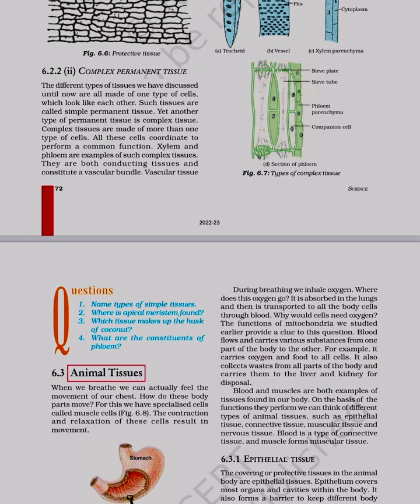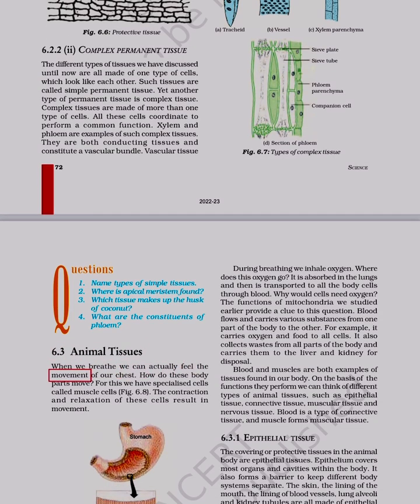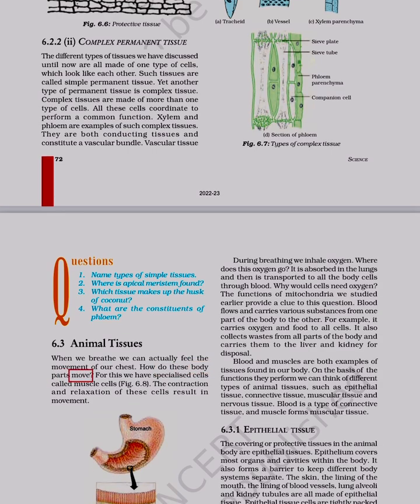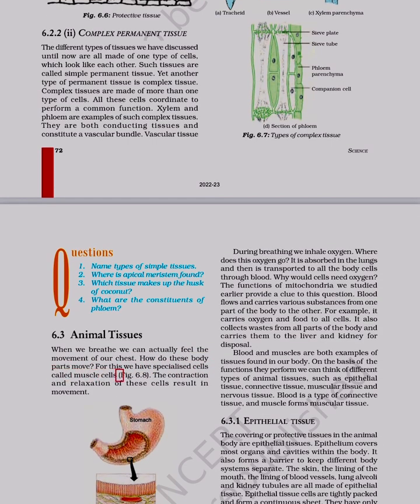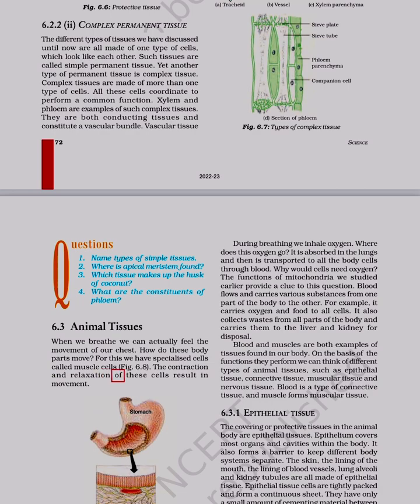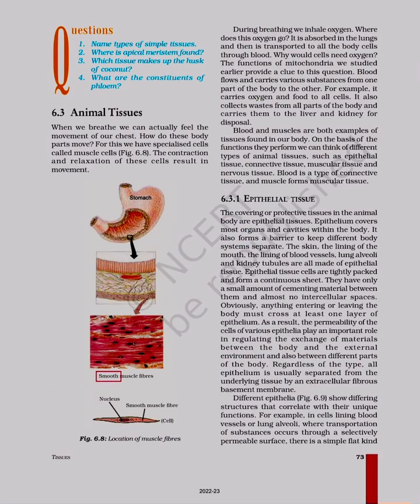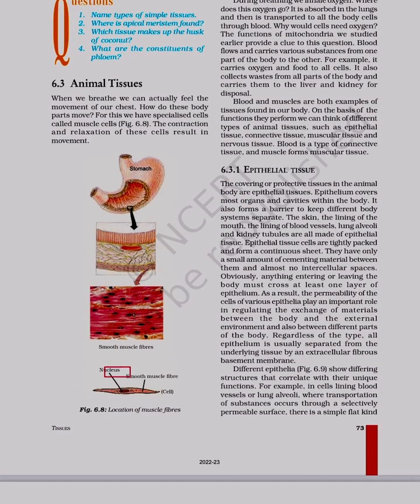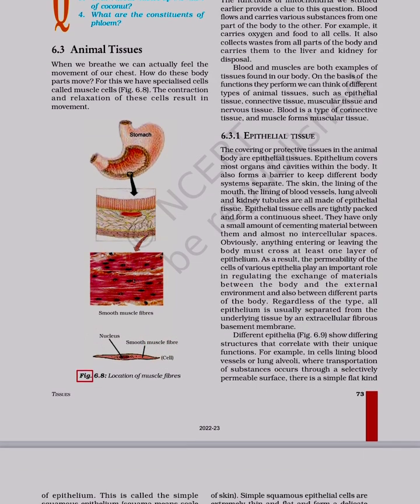6.3 Animal tissues. When we breathe, we can actually feel the movement of our chest. How do these body parts move? For this, we have specialized cells called muscle cells, figure 6.8. The contraction and relaxation of these cells result in movement. Smooth muscle fibers. Nucleus. Smooth muscle fiber cell. Figure 6.8. Location of muscle fibers.